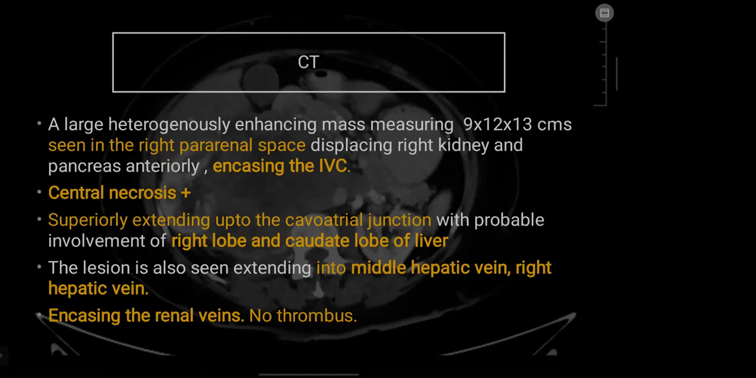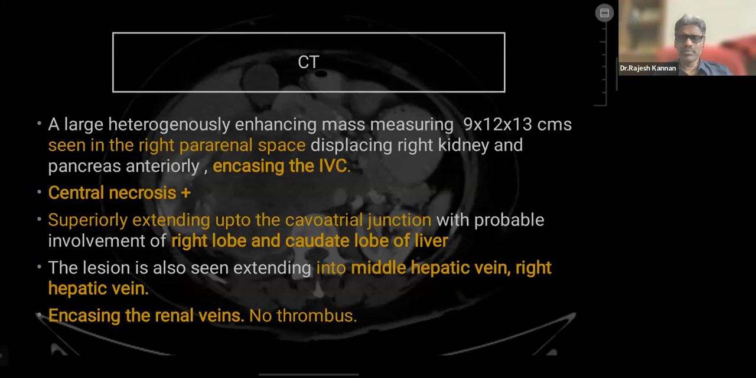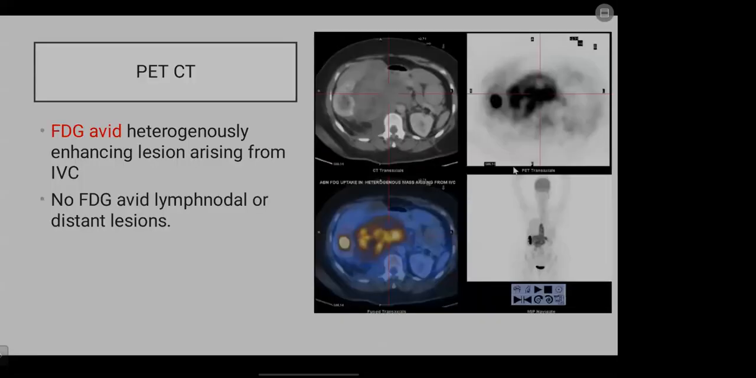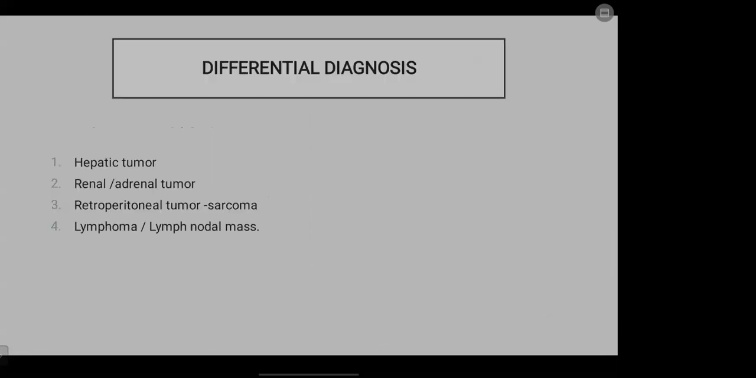Usually when a renal mass occurs, the first sign will be renal vein thrombus. So this also rules out the possibility of a renal mass. PET-CT was taken, which showed an FDG-avid heterogeneously enhancing lesion arising from the IVC. There were no FDG-avid lymph nodal or distant metastatic lesions. So the differential diagnoses were hepatic tumor, renal or adrenal tumor, retroperitoneal tumor like sarcoma, liposarcoma, or leiomyosarcoma. Then lymphoma or lymph nodal mass was also considered.